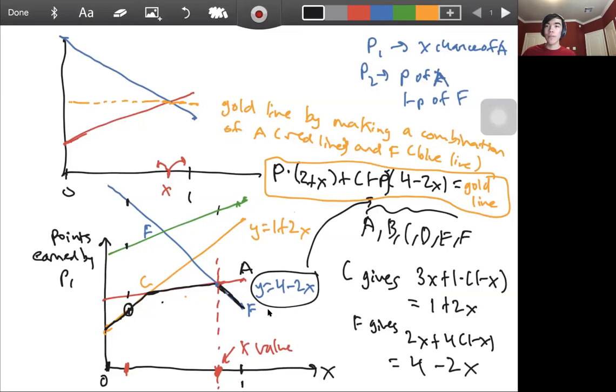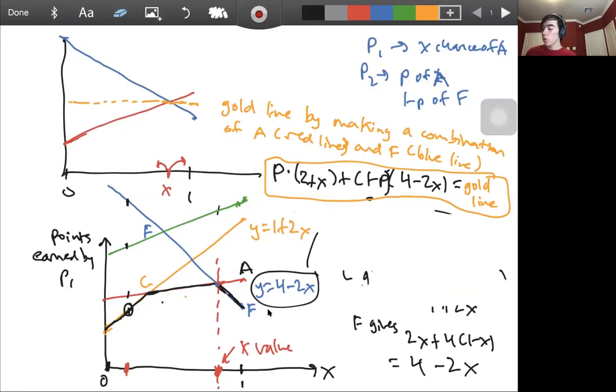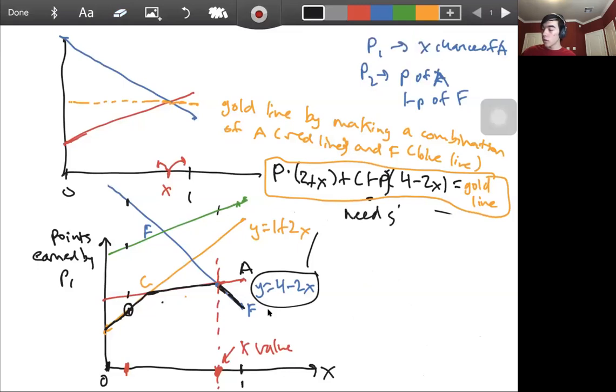So now we have an equation for the gold line. We want the gold line to be a constant horizontal line. So that means the x's need to cancel out. It has to have a slope of 0. So having a slope of 0 means that Px plus 1 minus P times negative 2x equals 0. I took the terms that have an x and set them equal to 0.